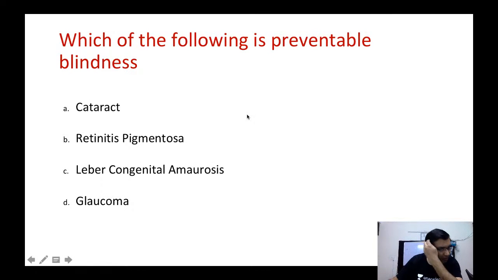Next question is, which of the following is the cause of preventable blindness? I just told you now, so try to answer it fast.